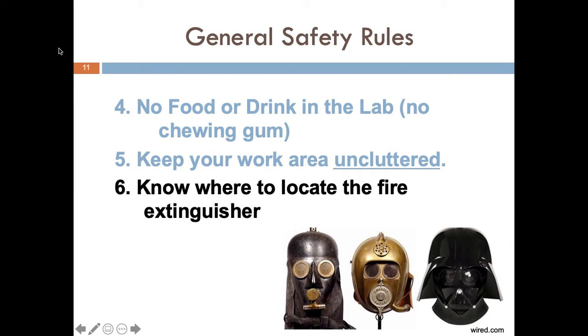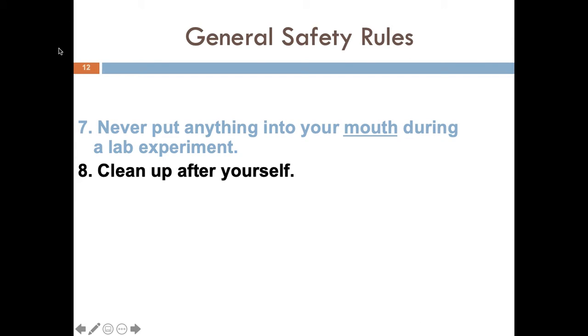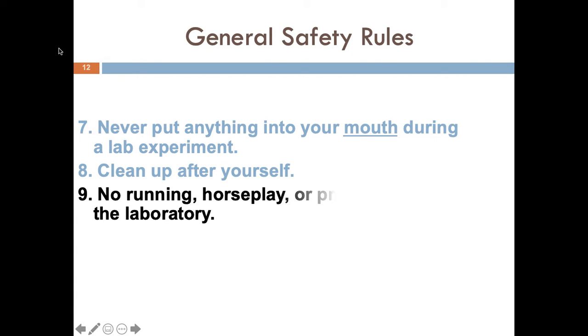Know where to locate the fire extinguisher. In my room, it's right by the door. Never put anything into your mouth during a lab experiment. Clean up after yourself. No running, horseplay, or practical jokes in the laboratory.